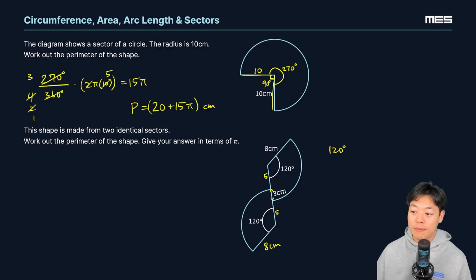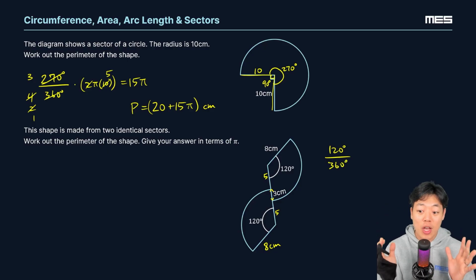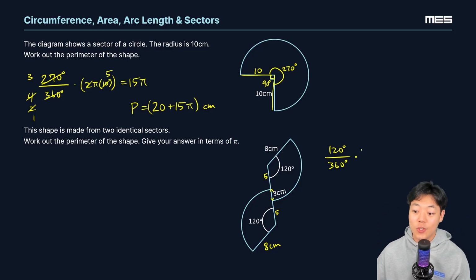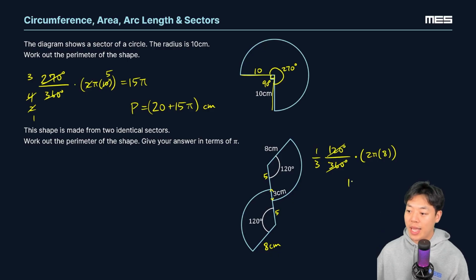Well, 120 divided by 360, that's the portion, that's the section of the circle that I want, times the circumference. Well, circumference is 2 pi r. 120 divided by 360 is a third. So here we have 16 pi over 3 for just one of these.